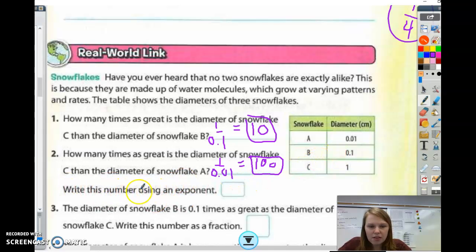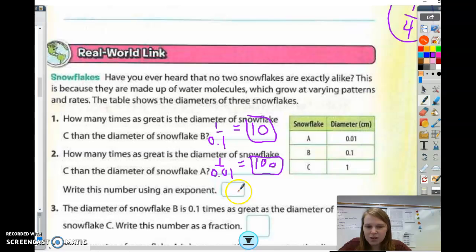Now it says write this number using an exponent. Okay, so an exponent, think about this. What times what gives 100? What number times itself gives 100? Isn't it 10 times 10?